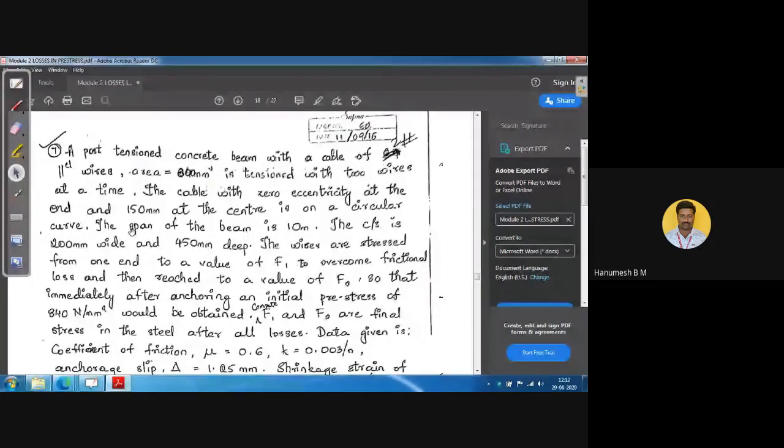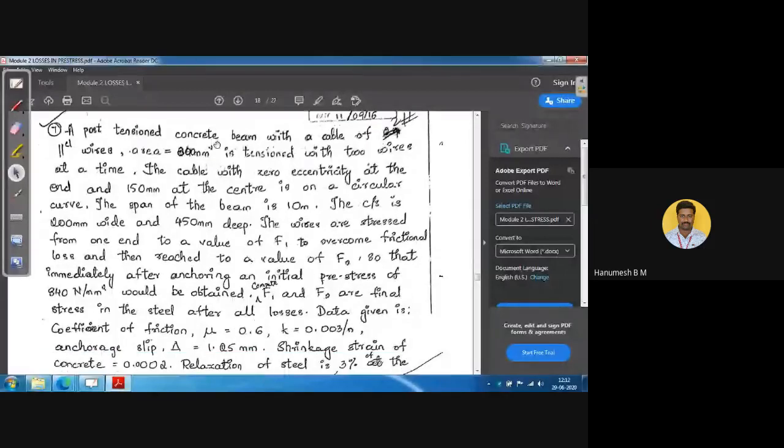Now I shall take up this problem. Next problem. A post-tension concrete beam with a cable of two numbers of parallel wires, area 200 mm square, is tensioned with two wires at a time. If the wires are tensioned at a time, then there will be no elastic deformation losses in case of the post-tension member. The cable with zero eccentricity at the end and 150 mm at the center is in a circular curve. Circular cable profile is there.